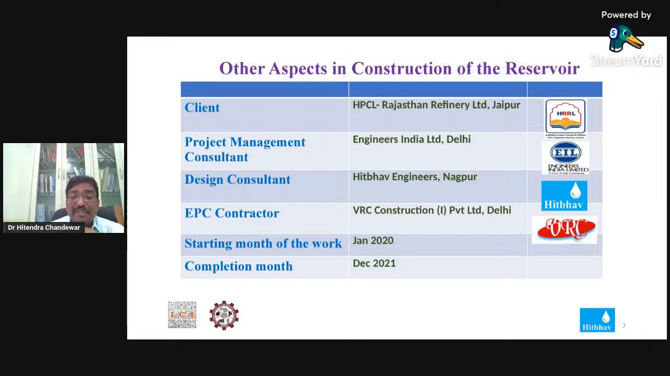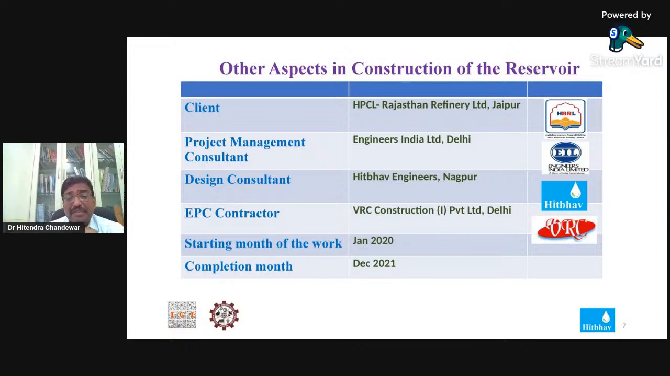Engineers India Limited was looking after tendering, even site supervision, and proof checking of the design and drawings. The design consultant was my company, Hitbonjas, Nagpur. The EPC contractor was VRC Construction, Delhi. The work was started in January 2020 and was completed in December 2020.